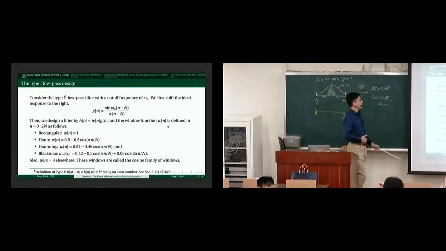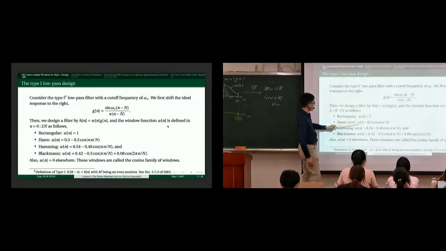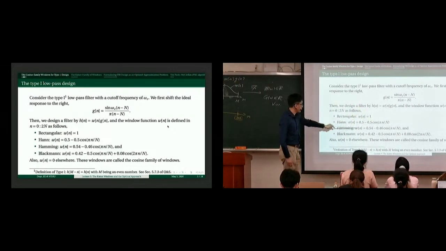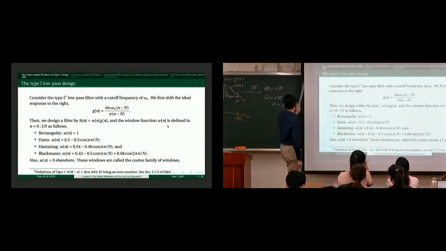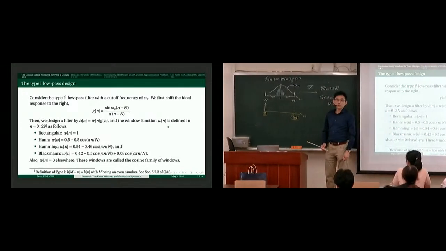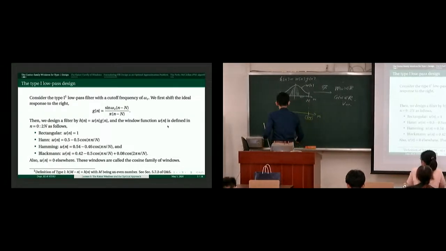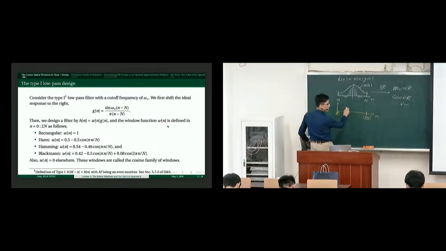So here we have shifted the sinc function to the right as well as the window function. This has also been shifted to the right. As a result, our design will still have the symmetry. The final design is just the same thing, but now we define time zero to be the beginning point. So this is your h of n now.